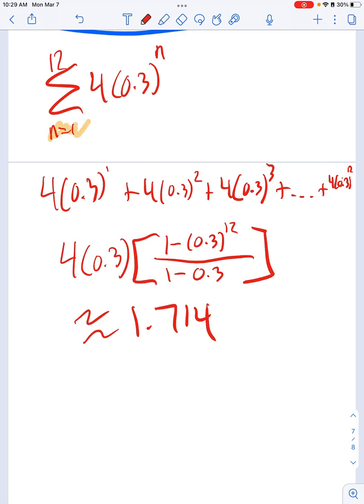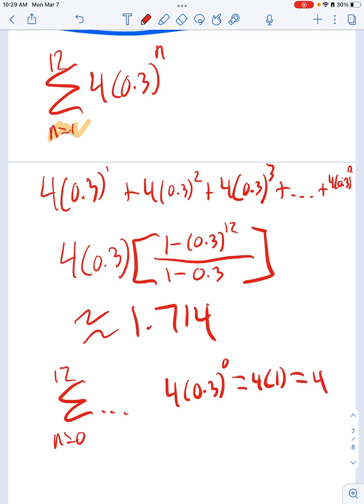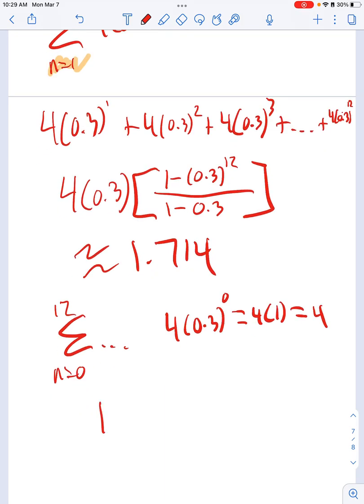Now notice, this was n equals 1. If I changed it to n equals 0, really I'm just adding one more term. What is 4 times 0.3 to the 0 power? Anything to the power of 0 is 1, so it's 4. I could just take my previous answer and add this one additional term, which gives me 5.714. So again, the difference is that we started at 0 rather than starting at 1.